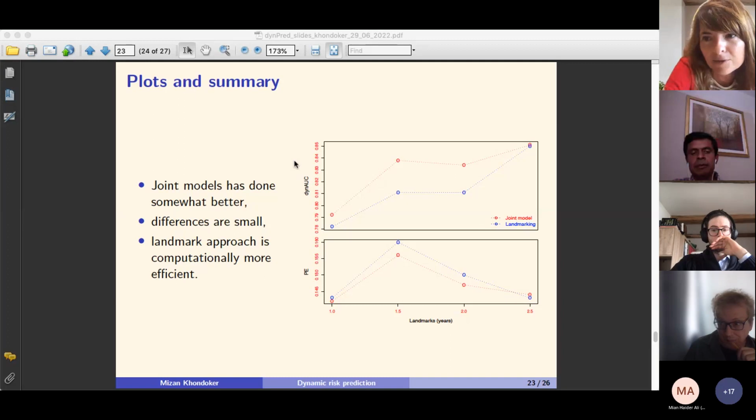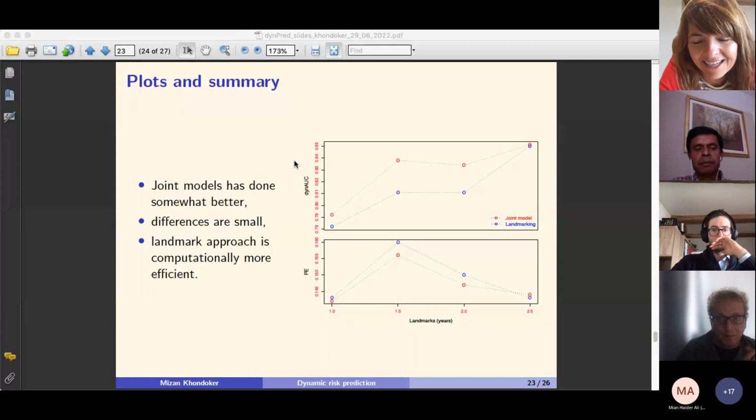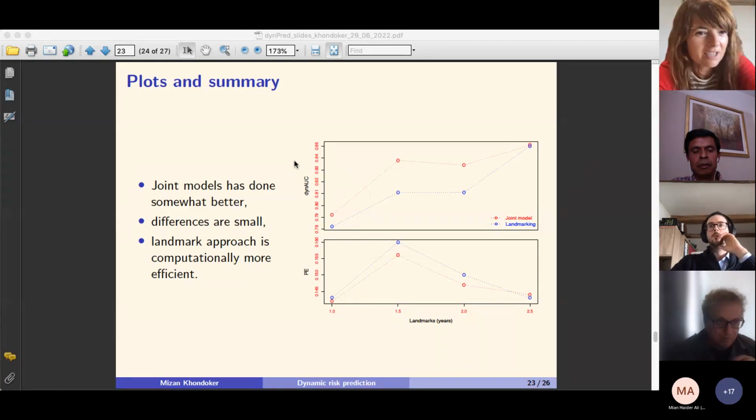We are 2 minutes over 4, but there is a last question. I don't know, Mizan, if you have time to answer it. Yeah, it's fine for me. So ThinkWalk is asking, can you apply the dynamic modeling approaches that you suggested on binary outcomes rather than time to event outcomes?